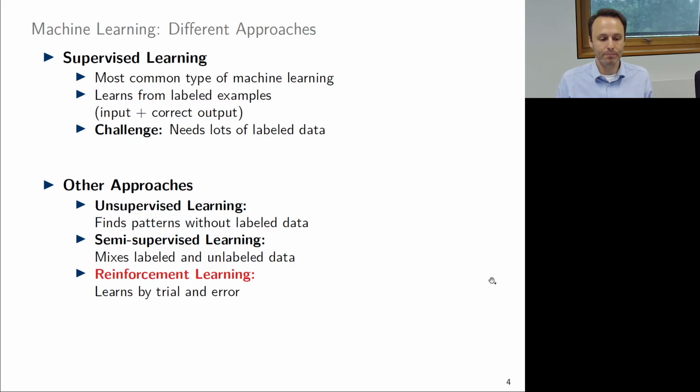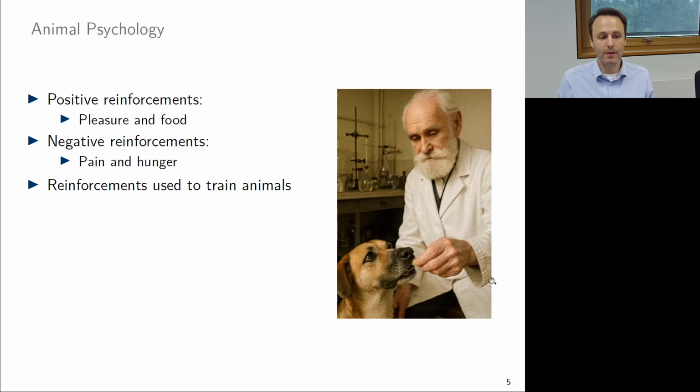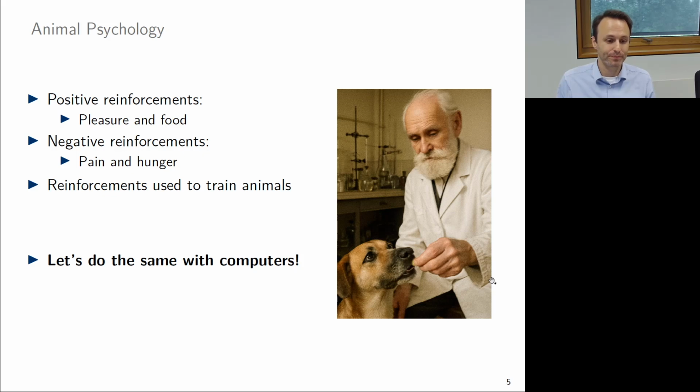There are also mixed methods like semi-supervised learning, which mixes labeled and unlabeled data, and reinforcement learning, which is the topic of today, where we learn without having labeled data, but by trial and error. The idea comes from animal psychology, where positive reinforcements are pleasure and food, and negative reinforcements are pain and hunger. Reinforcements have been used for centuries and even millennia to train animals. So now let's do that with computers.